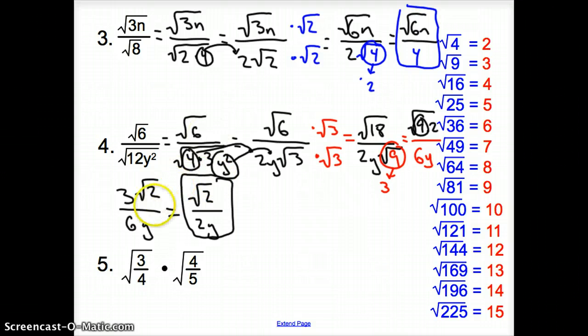Right? And now maybe you're asking, well, why can't we touch the square root of 2? Because the square root of 2 is not actually 2. It's 1.14. If you type it into your calculator, you won't get 2. You'll get 1.14.